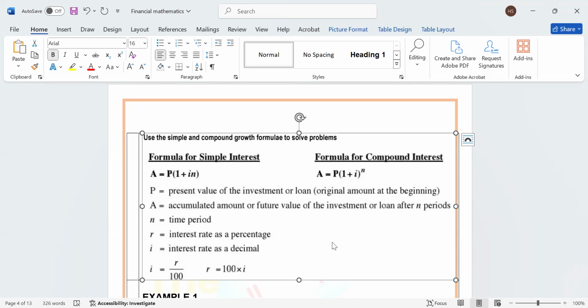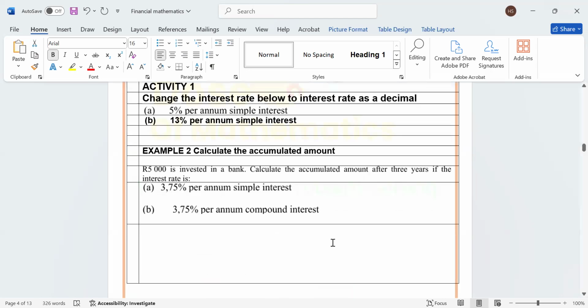Okay. Now look at this. These are the types of questions that we're going to get. I'm going to jump straight to number 2. We're not going to do number 2. I'm just giving you an idea of what is happening. They say 5,000 is invested in a bank. Calculate the accumulated amount after 3 years if the interest rate is 3.75% per annum on simple interest. So it could either be simple interest or it can be what?